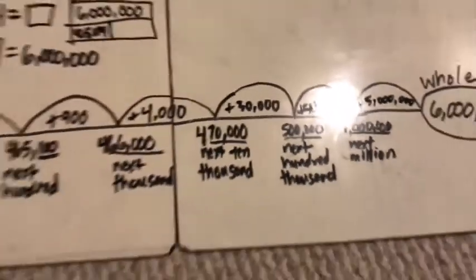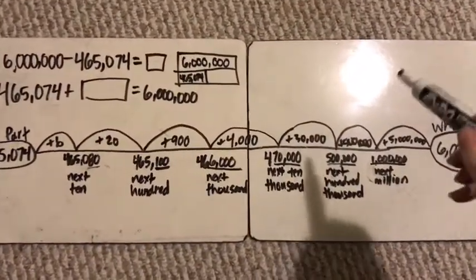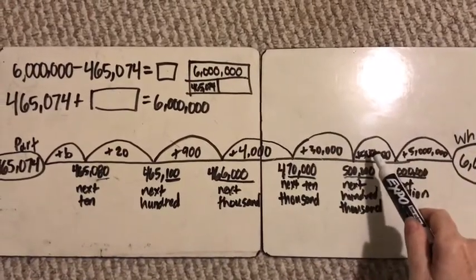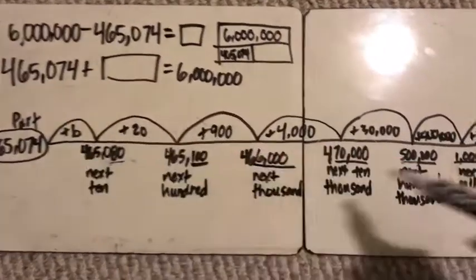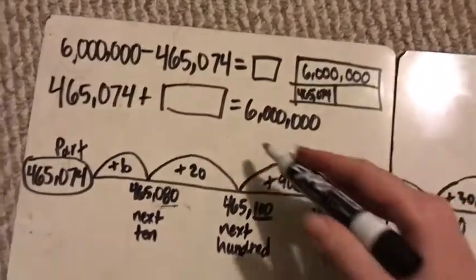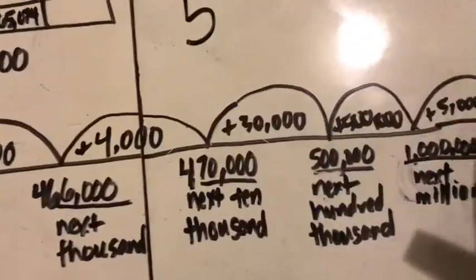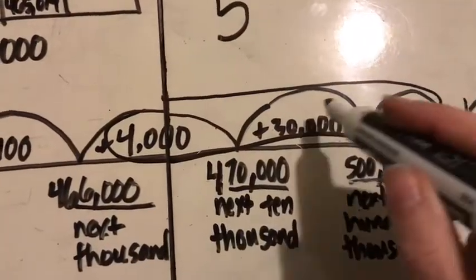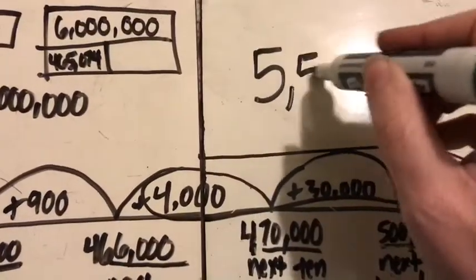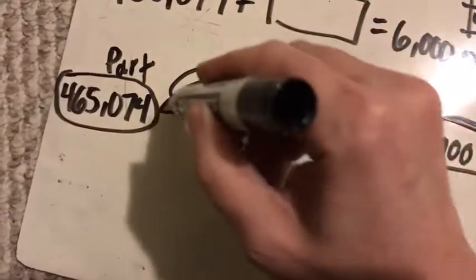So now if you look at my whole open number line here and you look at how much I jumped up, you can actually see I have 5,534,926. So I already know that the difference here is going to be 5 million from there, right? And then this is all my thousands period. So that's 534,000. And this is all my ones period, 926.